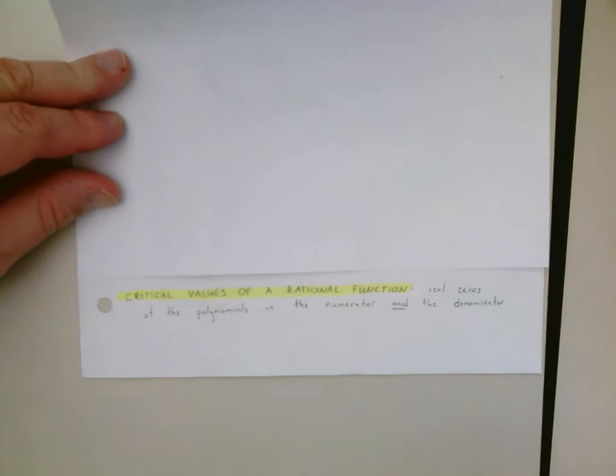All right, the second portion of what we're going to do is we're going to work to solve a rational inequality algebraically. You'll remember that when we did this with polynomial inequalities, we introduced the idea of critical values. Today we're going to look at the critical values of a rational function.